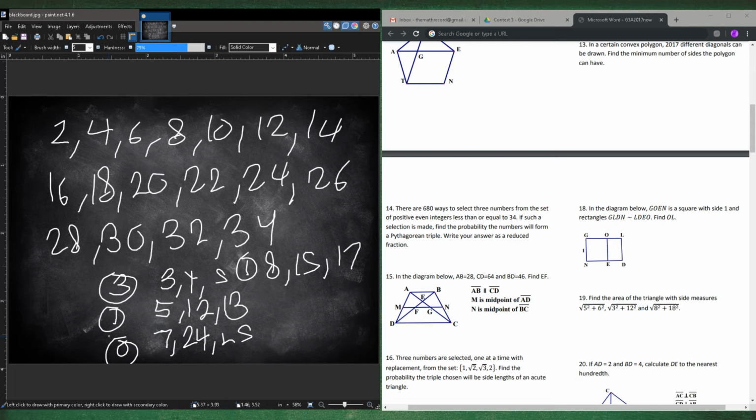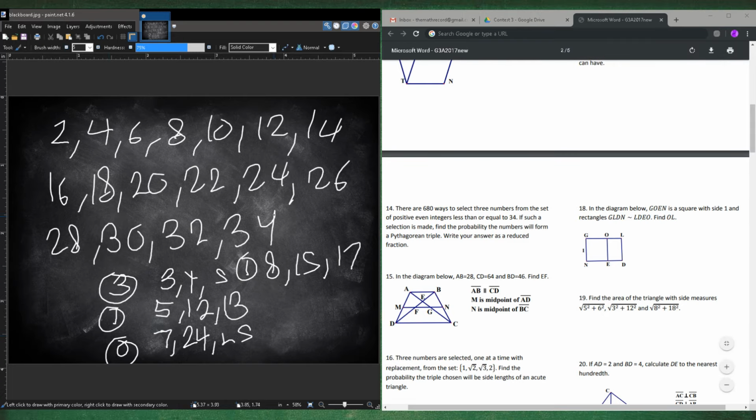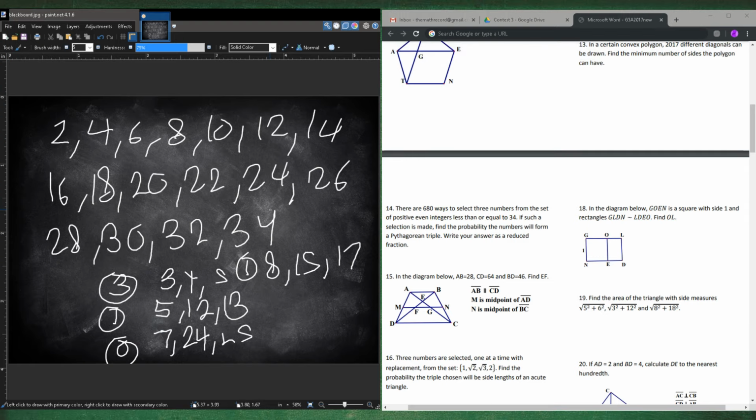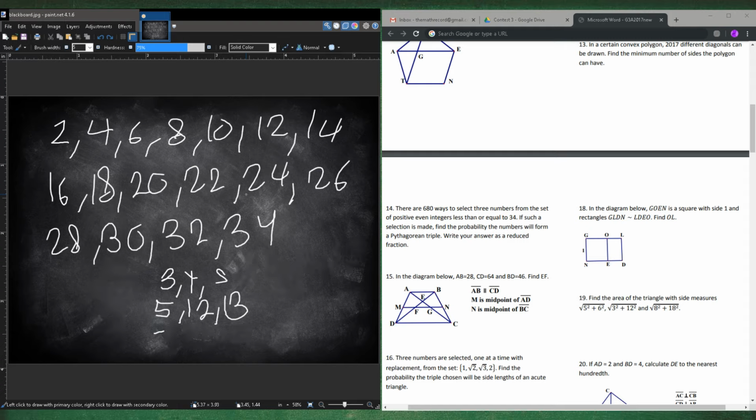So, find the probability that the numbers that you can make it. Actually, don't do it this way. It's not going to be helpful. We might be missing some, so you might just want to test them, I guess.